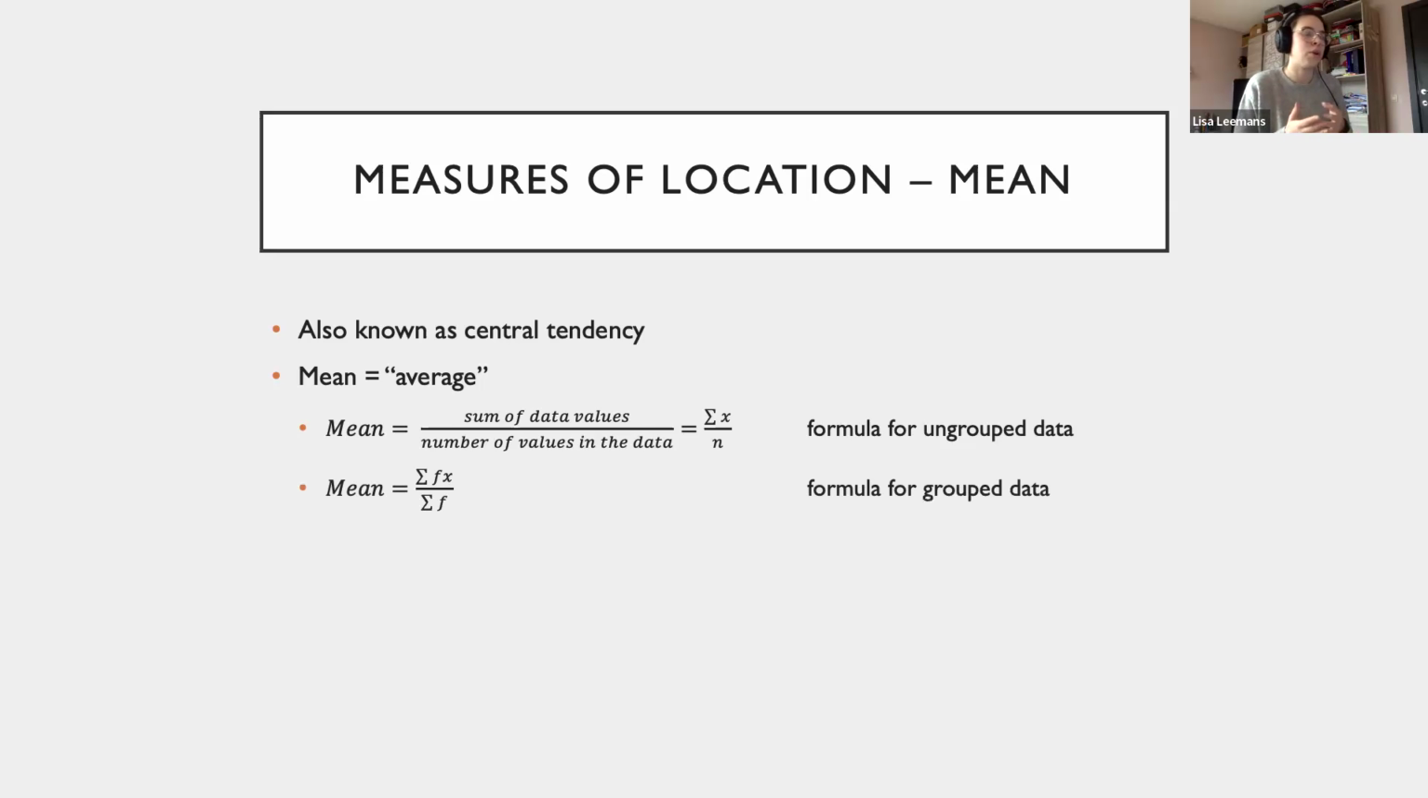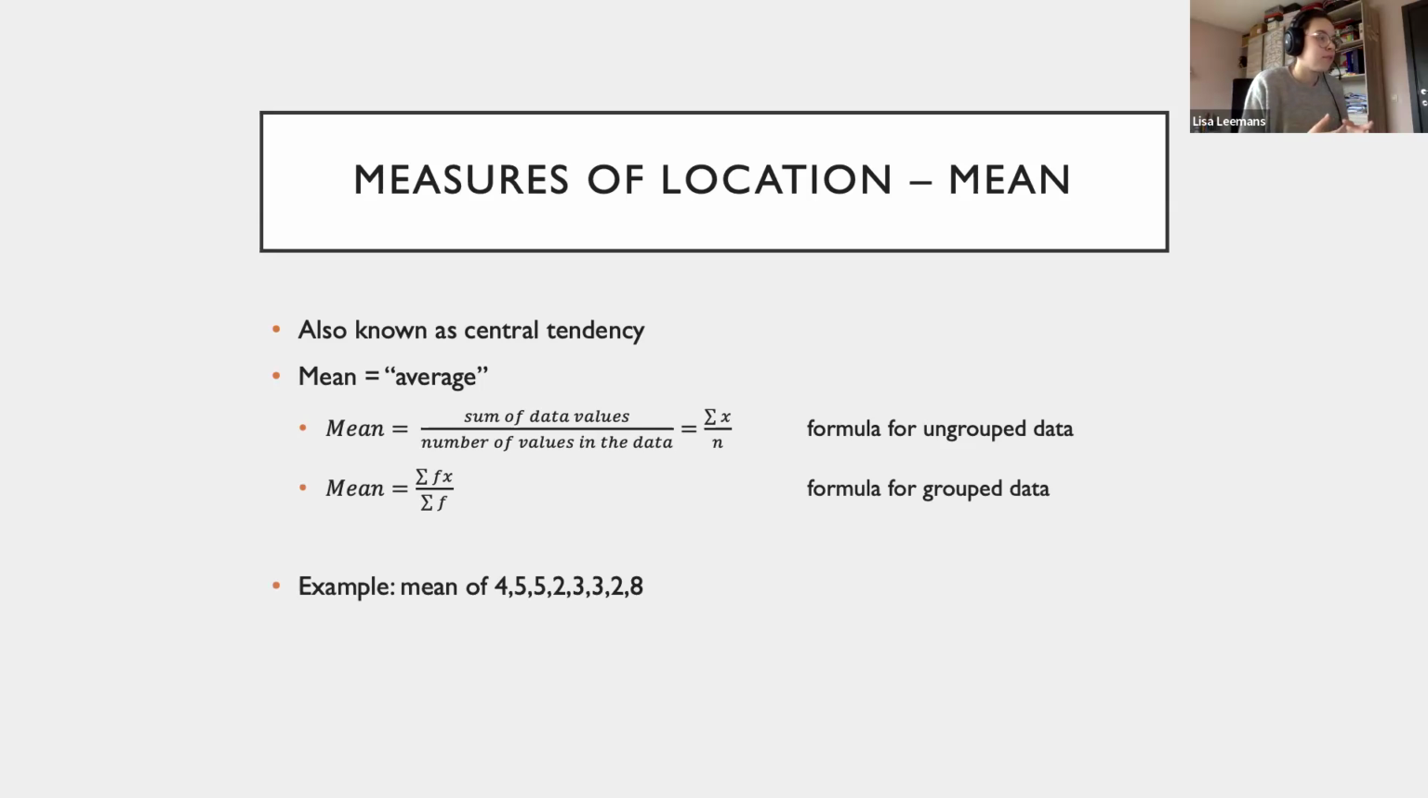On the other hand, we also have a formula for grouped data, which uses the frequencies multiplied by the data values, which we sum as well, and then divide by the summation of all our frequencies. This gives us the formula for grouped data. You will try this out in a second as an example.